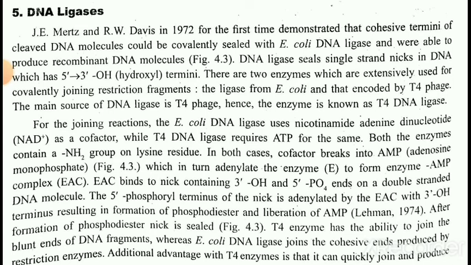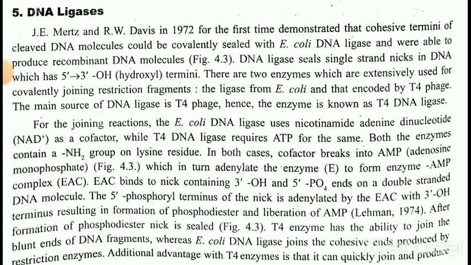There are two enzymes which are extensively used for covalently joining restriction fragments, the ligase from E. coli and that encoded by T4 phage. The main source of DNA ligase is T4 phage, hence, the enzyme is known as T4 DNA ligase. For the joining reactions, the E. coli DNA ligase uses nicotinamide adenine dinucleotide, NAD+, as a cofactor, while T4 DNA ligase requires ATP for the same.